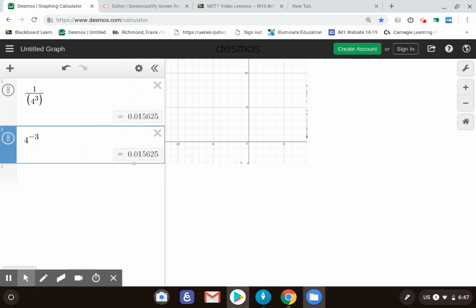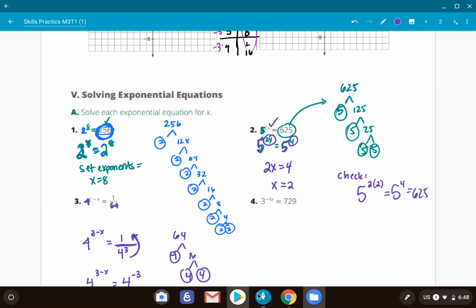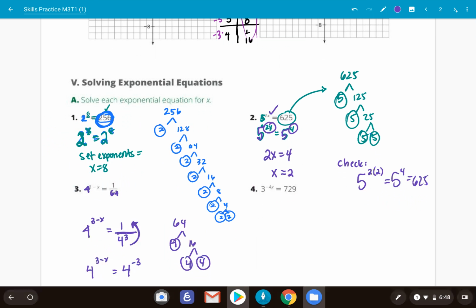So I didn't change the value of the number on the right-hand side. All I did was I changed the position. By making the exponent negative, I'm able to move that 4 to the 3rd power up to my numerator without changing the value of that number at all. So now that I have the same base, I can set these exponents equal to each other. Now I've got a 4 and a 4, and I can set those exponents equal.